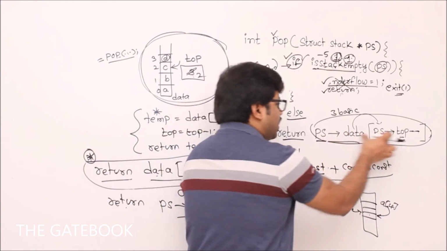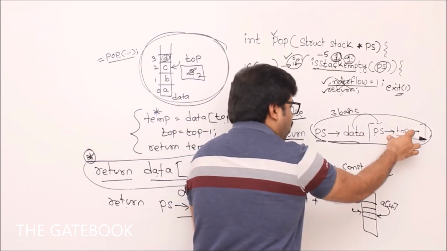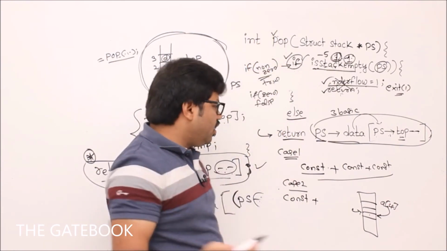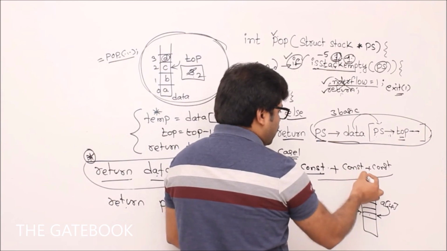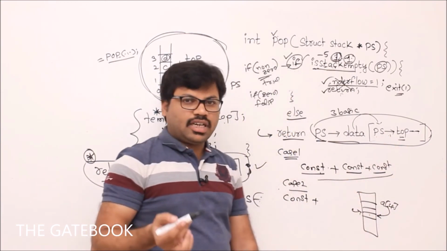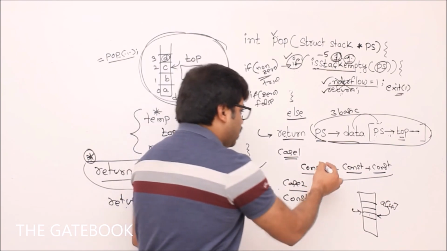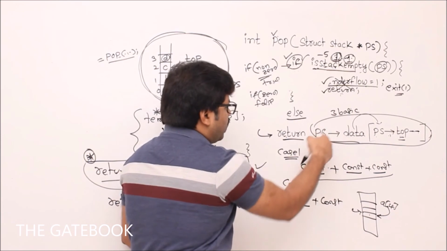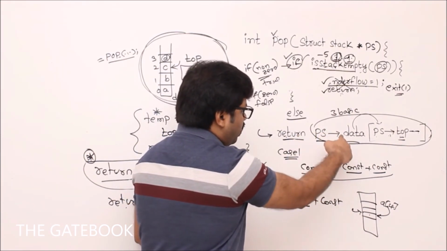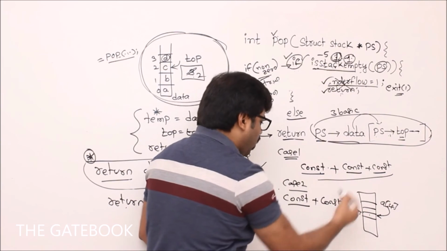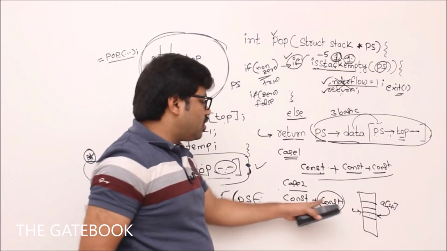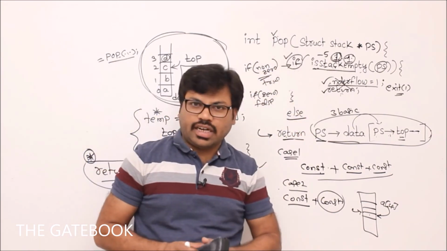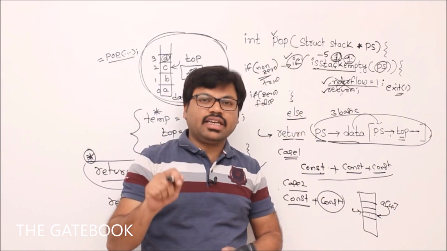That's why here accessing the data takes constant, decrementing top takes constant, and returning the data to the pop takes constant. So 3 constants is again constant. Understand my point? Here I write constant for the if condition. After that, returning constant, accessing the array constant, decrementing top constant. I can say overall constant. Constant plus constant, constant. In any case you are taking constant time. That's why the pop time complexity in a stack is constant.